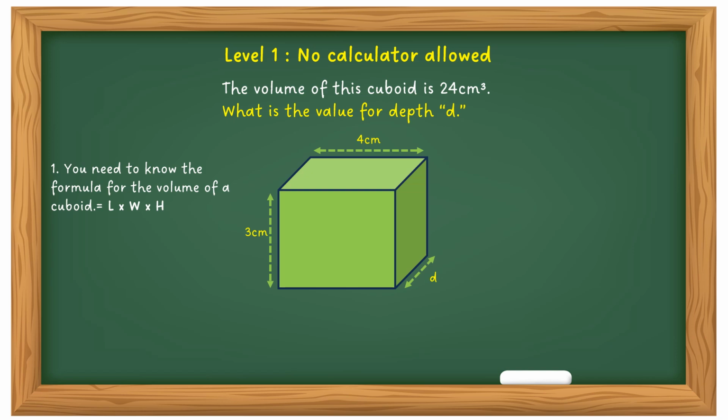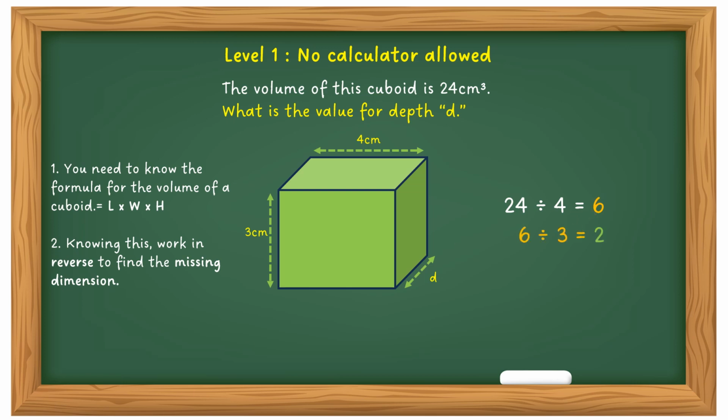Okay, so your starting point is 24. You know that the formula is length times width times height. You can do it in reverse to find the missing dimension. So you take the 24, you divide it by 4, which gives you 6. You then take the 6 and divide it by the 3, and that leaves 2. And you can see that the answer to D here, or the width, is 2 centimeters by dividing. All right. Again, that would be a non-calculator paper. Okay, so just basic dividing.